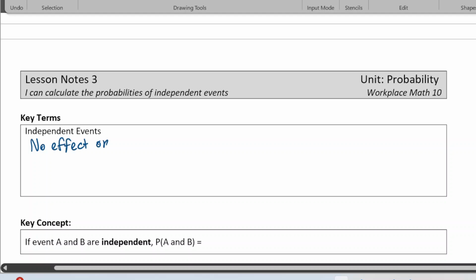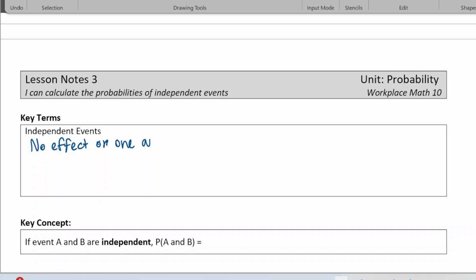on one another. Let me give you a couple of examples of independent events, and then I'm going to give you some non-examples so you can compare them. And then what we're going to do today is focus on calculating the probability when events do not affect each other, so when they're independent.